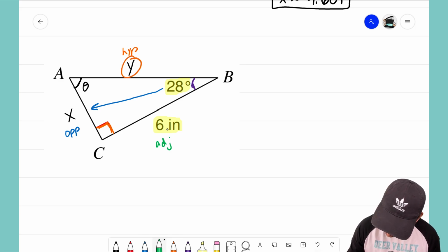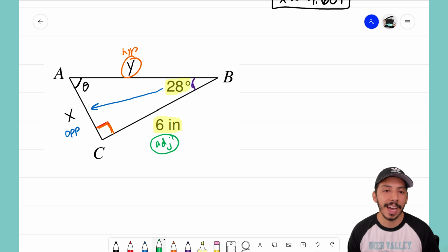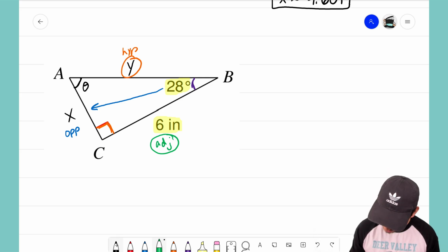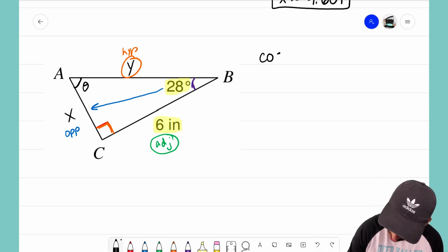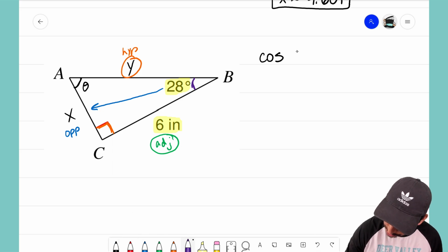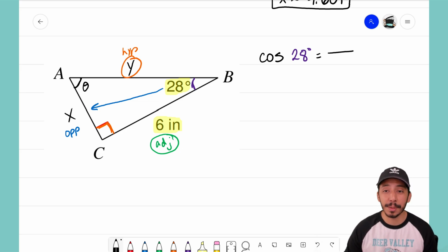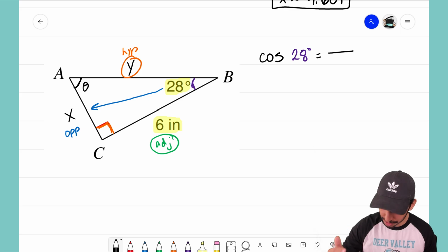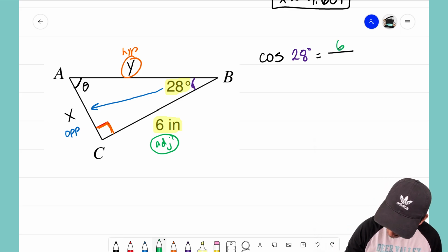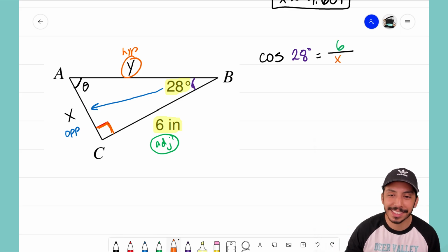So y is the hypotenuse, 6 is the adjacent side, adjacent and hypotenuse. That means we are going to use cosine. So cosine of my angle, 28 degrees, equals our ratio of sides. Remember, adjacent over hypotenuse. So I'm going to go ahead and write 6 over x.